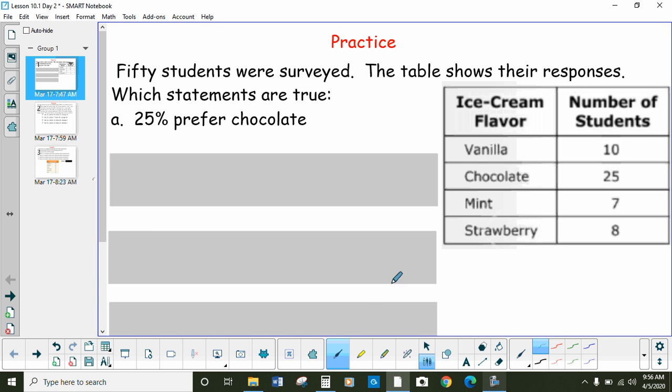So we're just using what they gave us to answer questions. Let's go ahead and do that now. We have a survey here, and it says that 50 students, which means when we add these up, our total is 50. And it says, which of these statements are true? So take a look at the first one. What do you guys think? Do you think that 25% prefer chocolate based on this experimental probability? Go ahead and pause the video now and see if you guys think that's true.